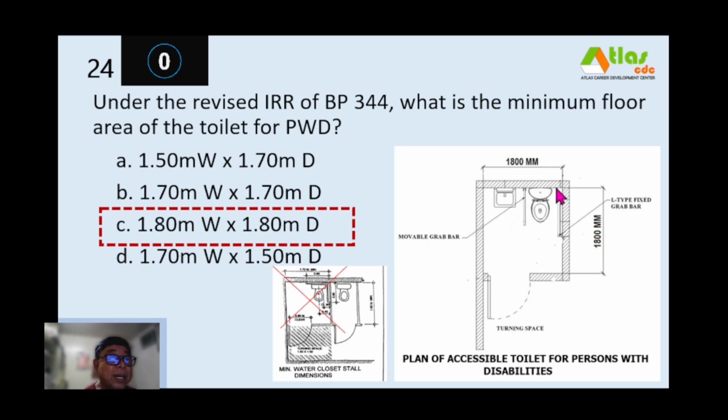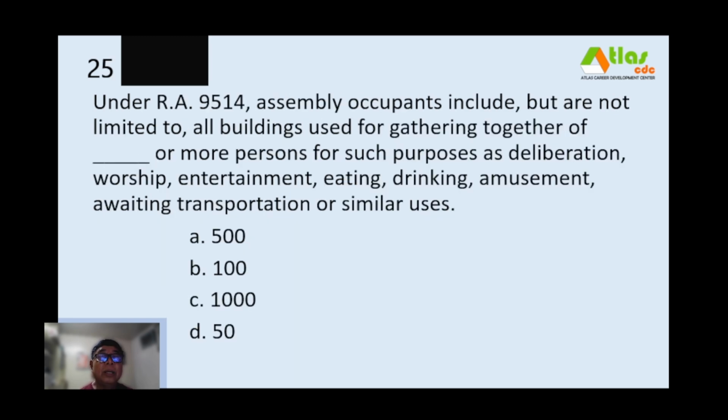So parehas na yung dimension ngayon, no? Width tsaka depth. Dati rate is 1.7 lang ang width, no? Medyo lumaki na ngayon. Number 25. Under RA 9514, assembly occupants include but are not limited to all buildings used for gathering together of blank or more persons for such purposes as deliberation, worship, entertainment, eating, drinking, amusement, awaiting transportation, or similar uses. A. 500, B. 100, C. 1,000, and D. 50.